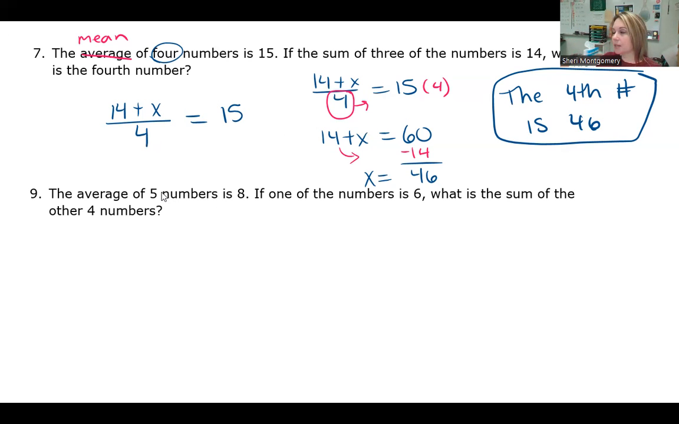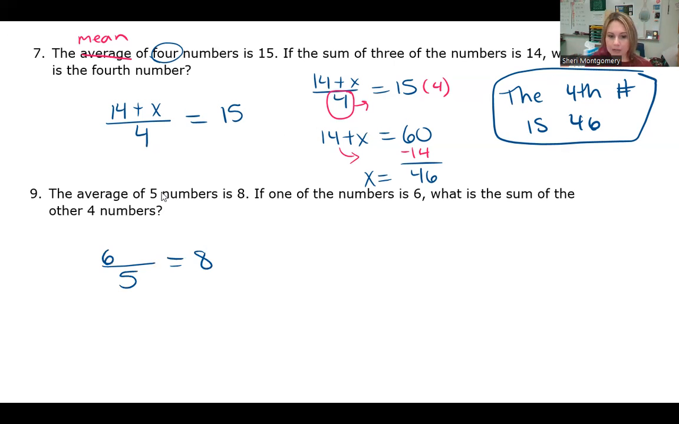We're going to do this one. The last one is very similar, but it's just slightly different. It says the average of 5 numbers is 8. So if we're averaging 5 numbers, then that means we're adding things up and we're dividing by 5, and it says that it is 8. So it's the same idea. We're adding 5 numbers and the answer is 8. It says one of the numbers is 6. And then what is the sum of the other 4?